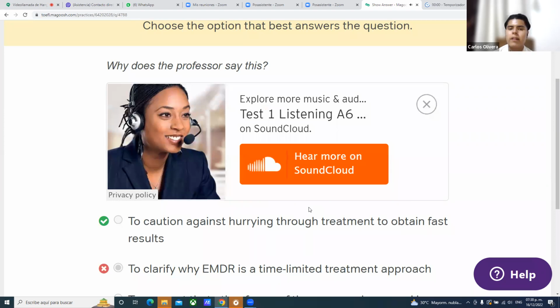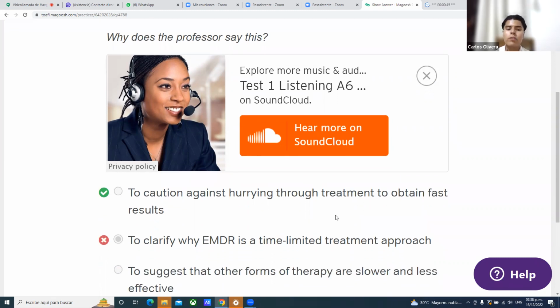Okay. Remember, in this case, the important thing is what she says at the end. Speed is never the issue. And it's important to remember that every single client requires a different treatment because they have different necessities. So by that sentence, you can understand, well, she's cautioning her students against hurrying throughout treatment to obtain fast results because it's never about speed. It's about the necessities of the client, right? So notice how she's cautioning, warning her students about that, right?